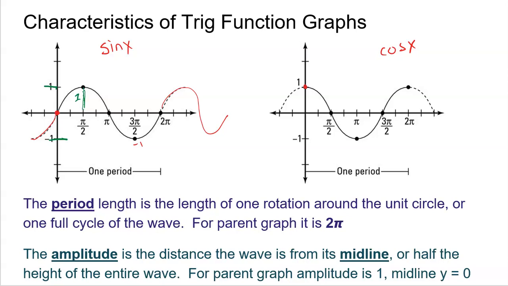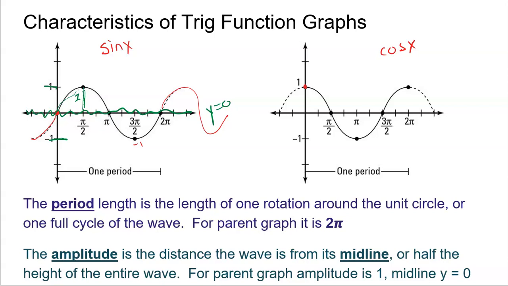So your amplitude is 1. The period, or I'm sorry, the midline, sorry about that. The midline is the line in the middle that we're waving around, right? That's the x-axis, or y equals 0. So here is my midline. It's the middle of the graph. And then again, I go up 1, down 1, up 1, down 1, up 1, down 1. So you make that wave around the midline.